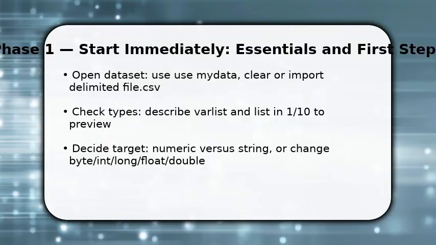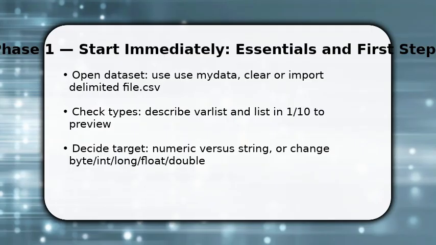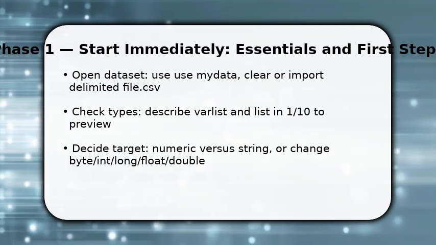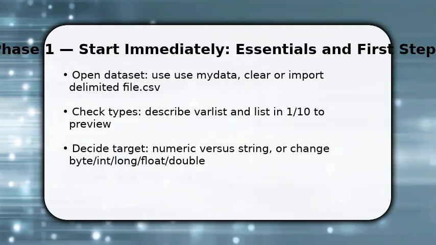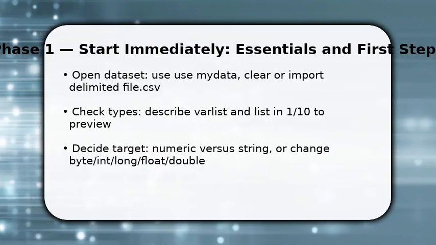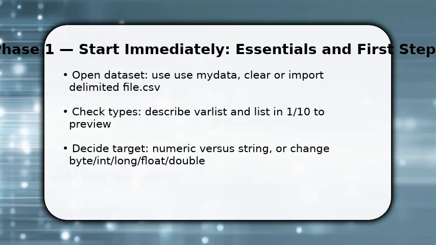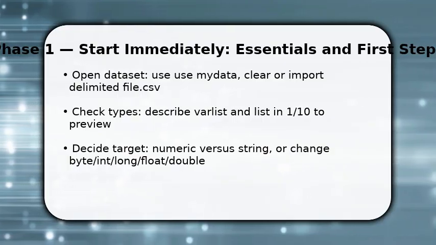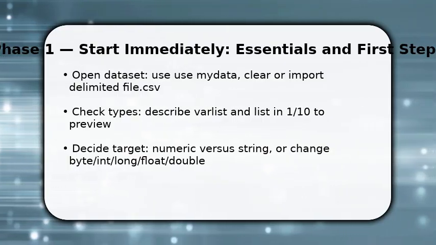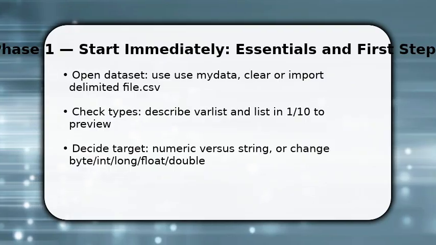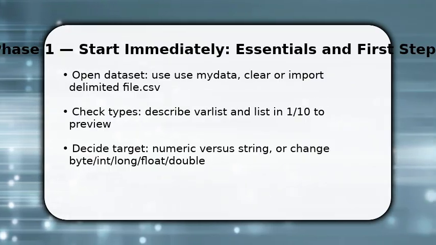You start by loading the data and inspecting the variable you will change. Use describe and summarize to confirm current storage type and contents. List a few rows to see formatting. Once you know whether values are numeric-looking strings or numeric but low precision, plan the target type. For example, string to numeric or float to double.